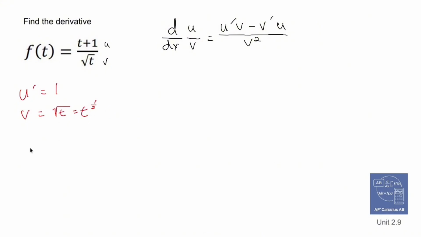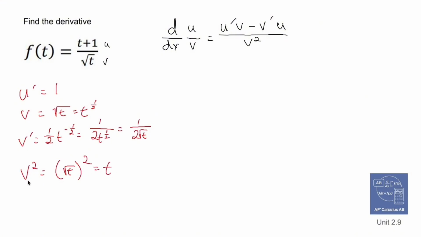So the derivative of t to the 1/2 now uses power rule. Bring down the 1/2, okay, t to the 1/2 minus 1, which is negative 1/2. Drop down that t to the negative 1/2 to the denominator, and turn it back into its square root version, and you're good to go. V squared is going to be the square root of t squared, which is just t. That's nice.